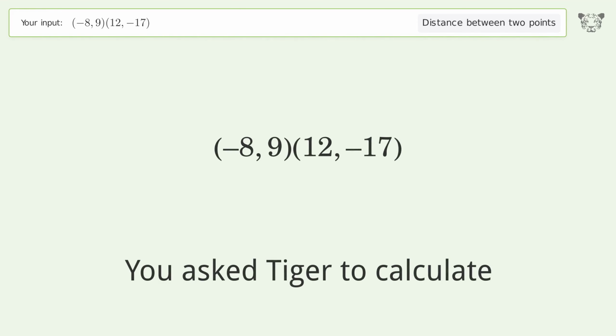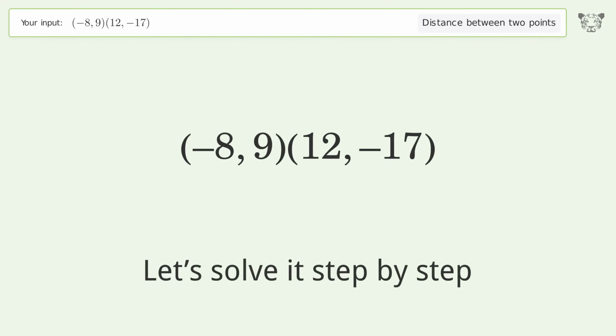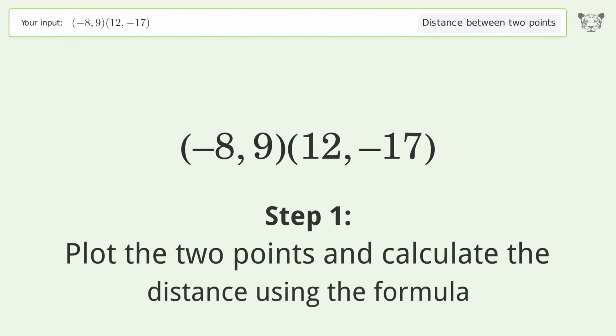You ask Tiger to calculate. This deals with the distance between 2 points. The distance between the 2 points is the square root of 1076, or 32.802. Let's solve it step by step. Plot the 2 points and calculate the distance using the formula.